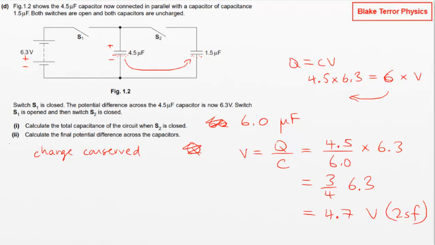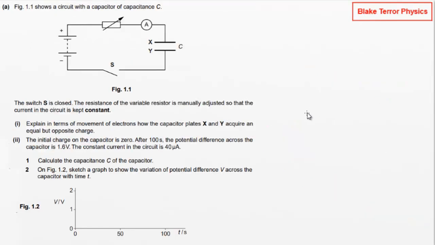Okay, so that wasn't too bad. All right, next up. Figure 1.1 shows the circuit.